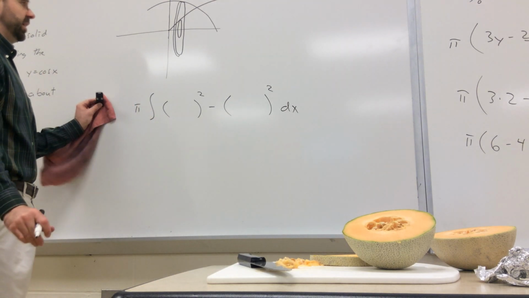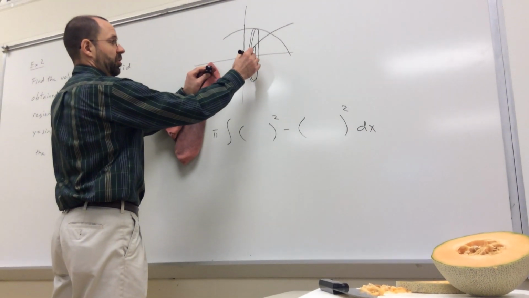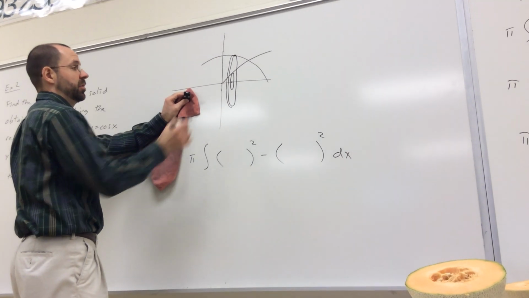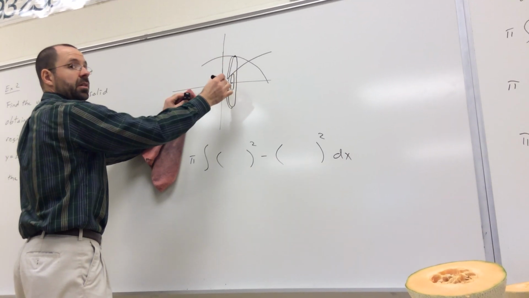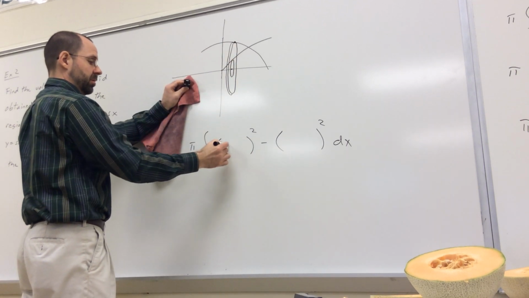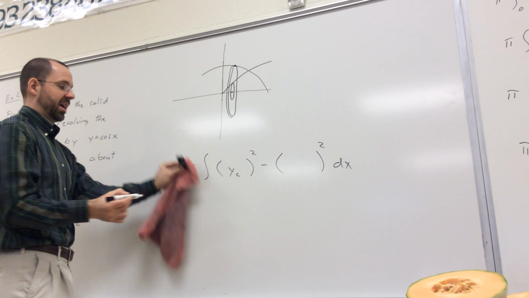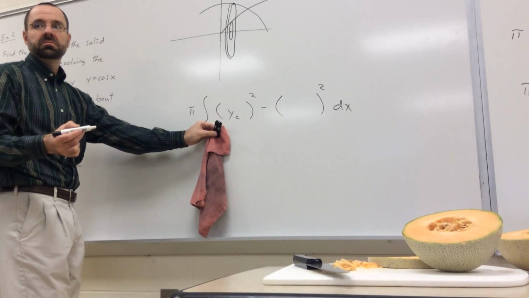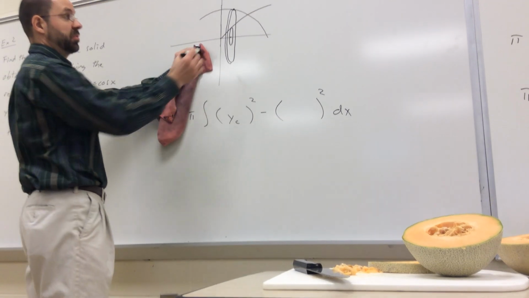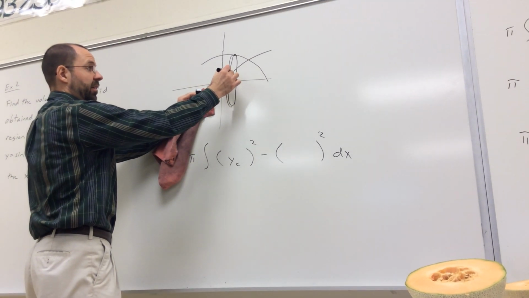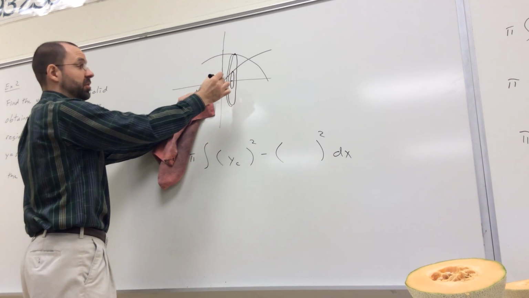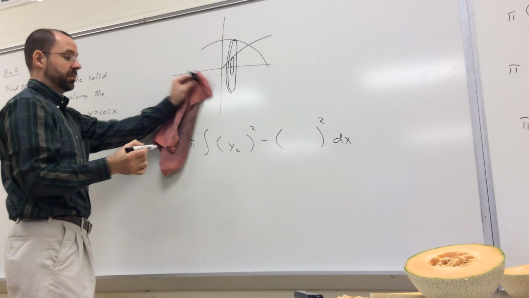So then the bigger radius goes from here to there. So it's the y value on cosine. So I'll put y of cosine there. And then the smaller radius goes from there to there. So that's still an up and down distance, so it's a y value on sine.